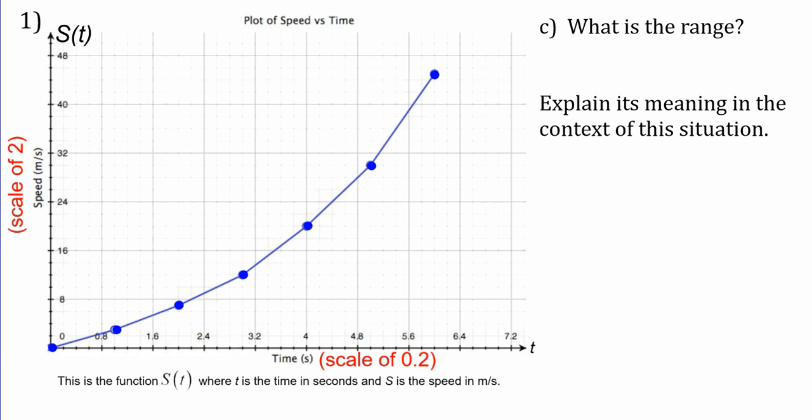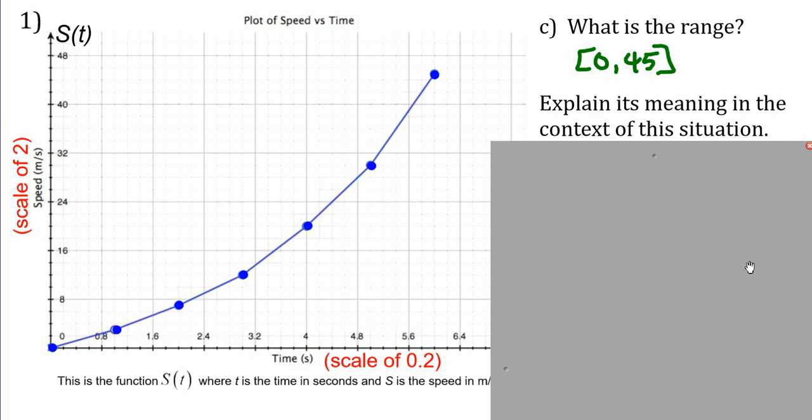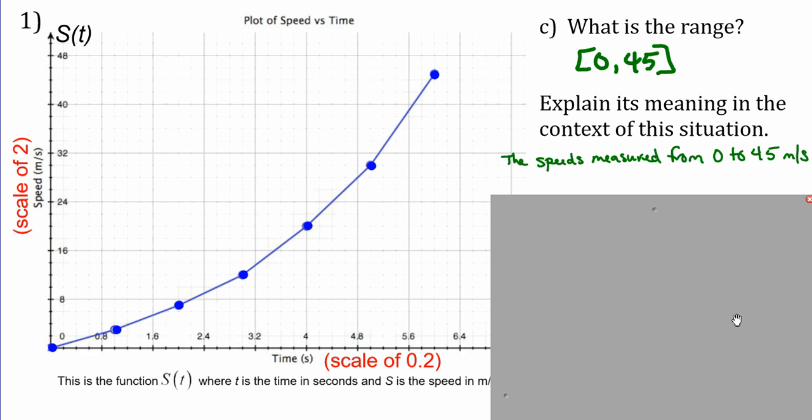What's the range, and explain its meaning? The range is all the output values from lowest to highest. We're going to find the lowest output value, then look to see how high we go. We want to find that highest output, which is here. So what's our scale? Our scale is 2, so here's 40, 42, 44, 45. Our range would be bracket 0, that's our definite beginning, comma, 45 bracket, because we have a definite end. What's its meaning? It means the speeds were measured from 0 to 45 meters per second.